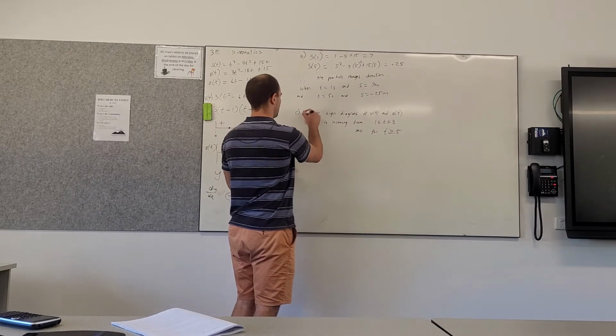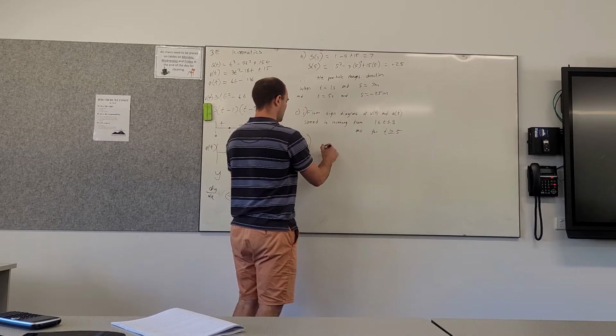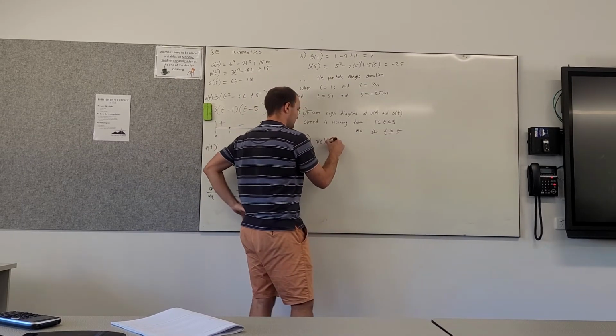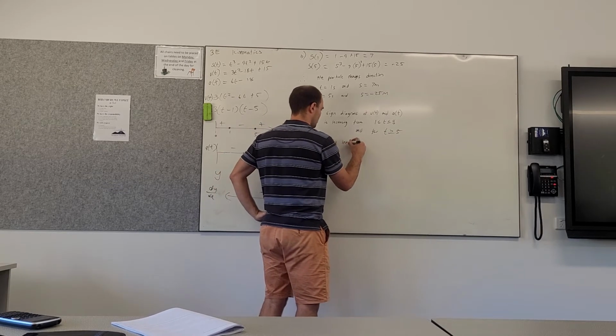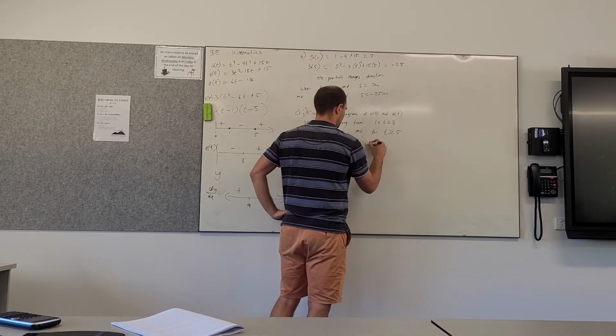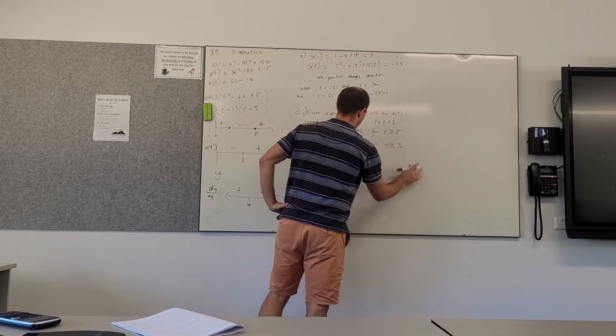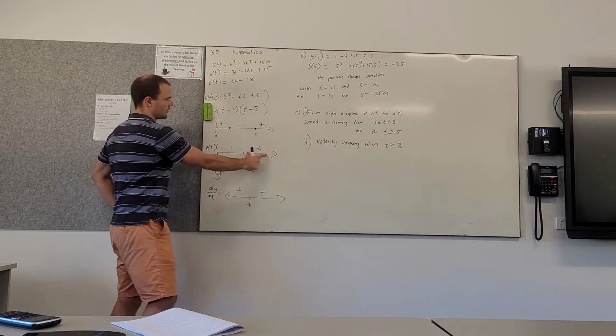So that's part I. Velocity increasing when t is greater than 3. That's when our acceleration is positive.